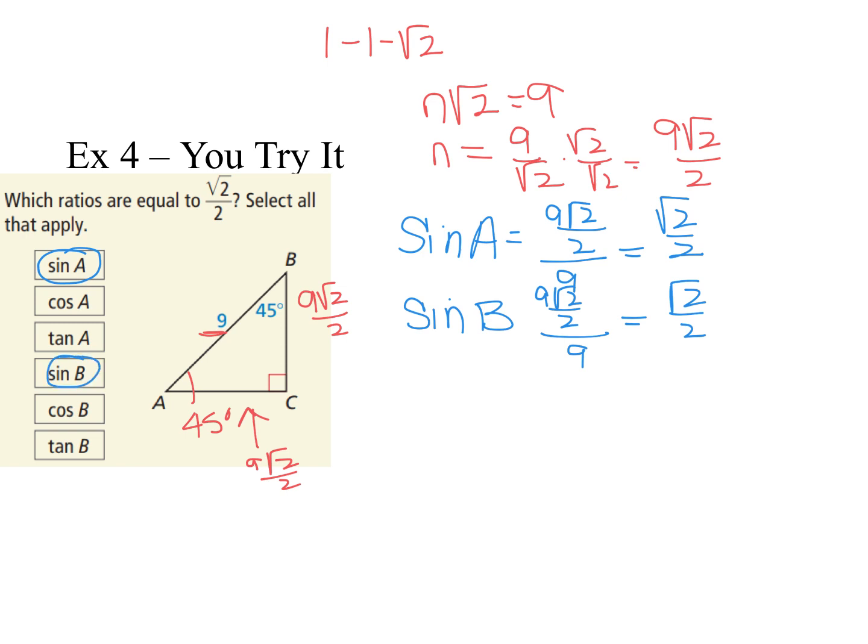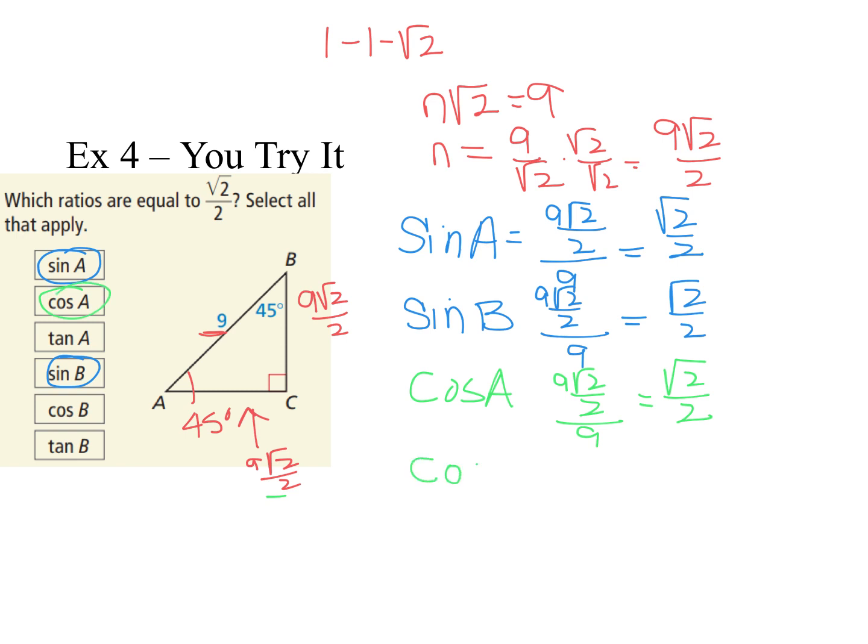Then I'm going to look at the cosine of A. And the cosine of A is the adjacent side, which is 9 square roots of 2 over 2. My hypotenuse is still 9. So if I rationalize this, or simplify it, I get the square root of 2 over 2. So cosine A also works.